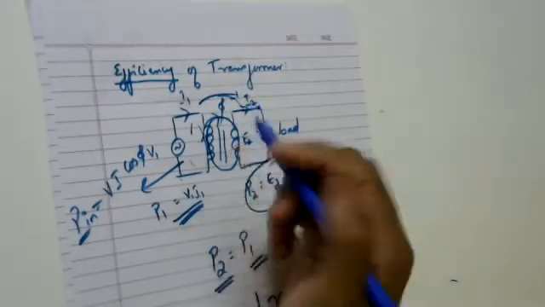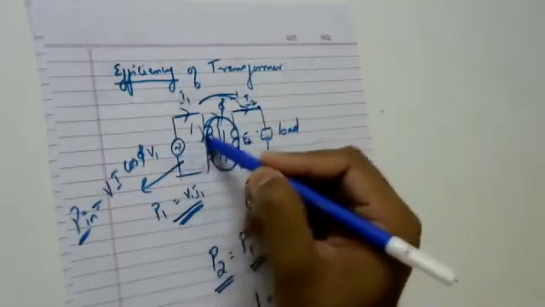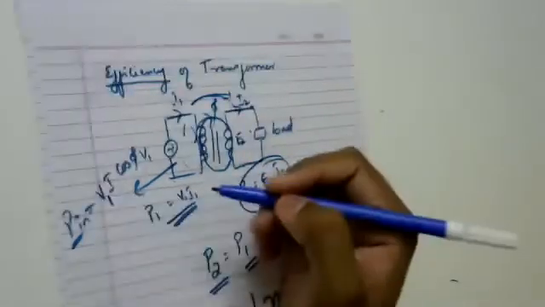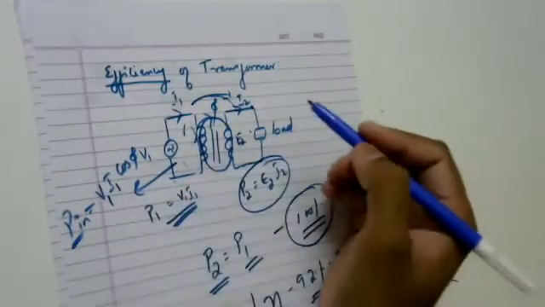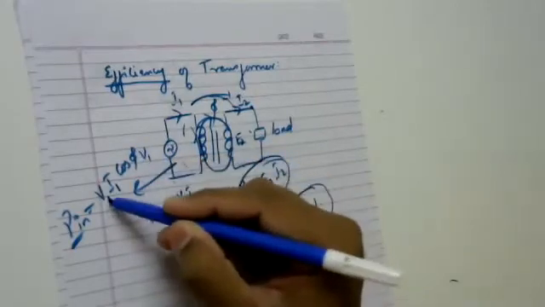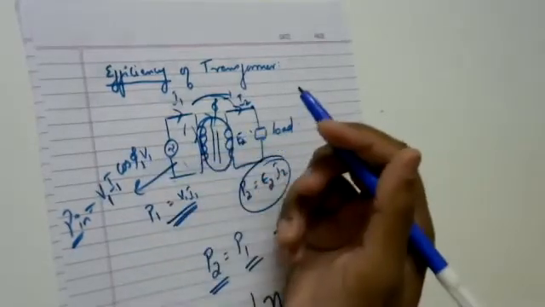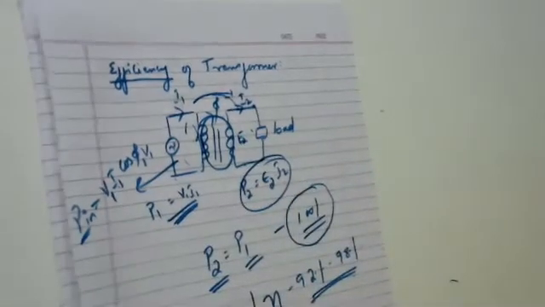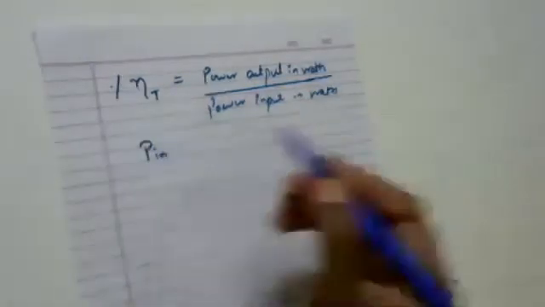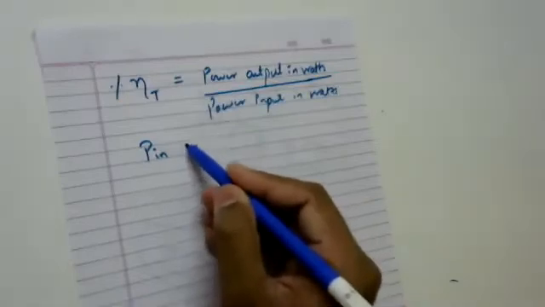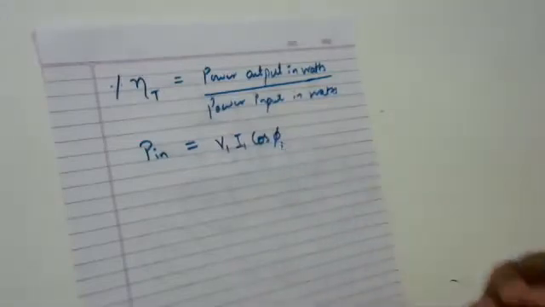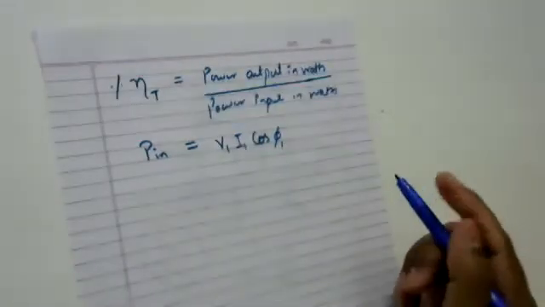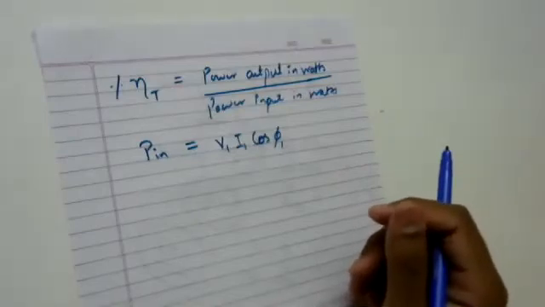Then I can simply say that the voltage being applied to the primary winding is V1. The value of I which flows in the primary circuit is I1, and the phase angle between V1 and I1 gives cos phi1. In simple words, the input power P in is given by V1 I1 cos phi1.